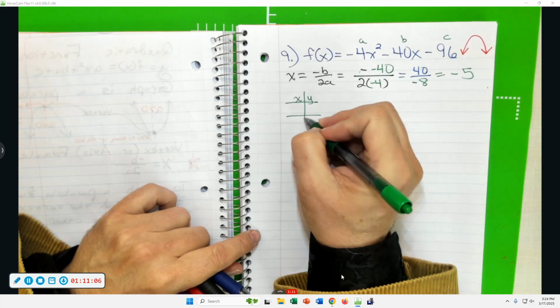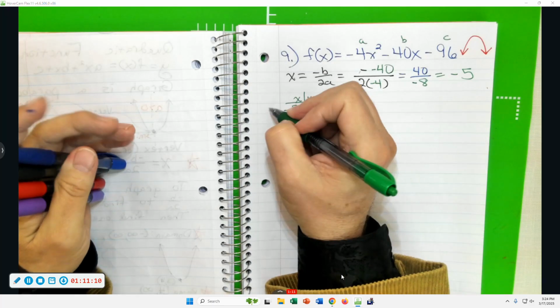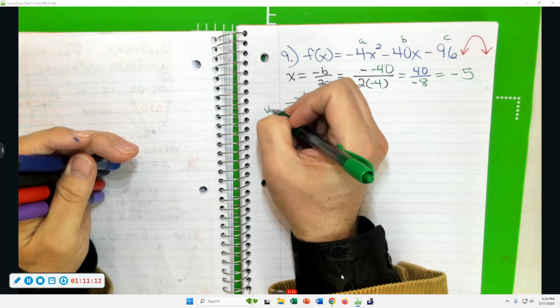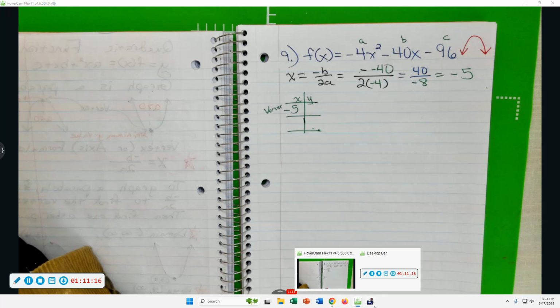Let's make a table of values. You're going to have to plug in negative 5 and make a little note. That's where the vertex is going to occur. And you might want to have your calculator handy.